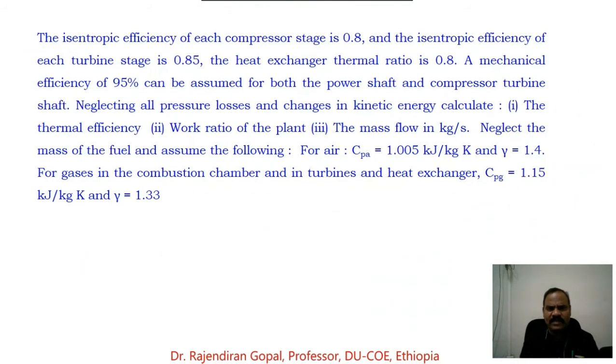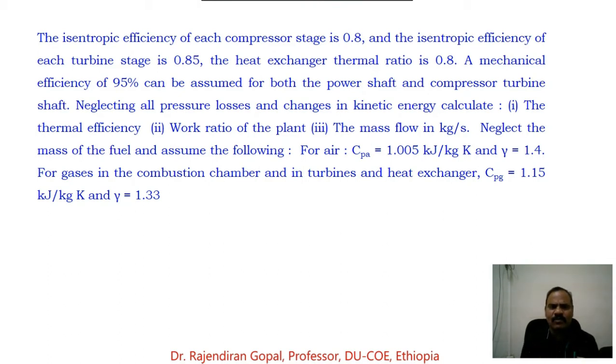The isentropic efficiency of each compressor stage is 0.8 and the isentropic efficiency of each turbine stage is 0.85. The heat exchanger thermal ratio is 0.8. A mechanical efficiency of 95% can be assumed for both power shaft and compressor turbine shaft. Neglecting all pressure losses and changes in the kinetic energy, calculate: 1. the thermal efficiency, 2. the work ratio of the plant, 3. the mass flow in kg per second.